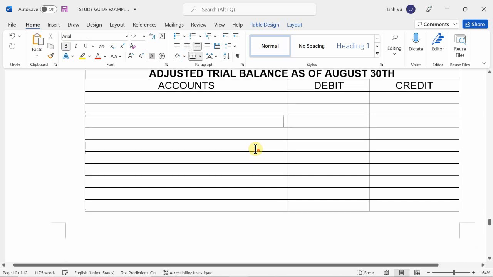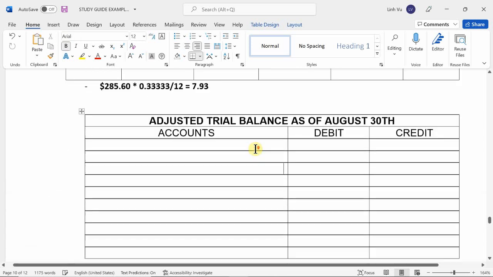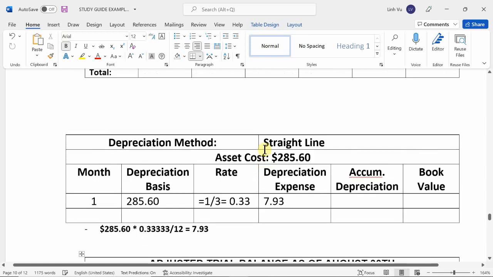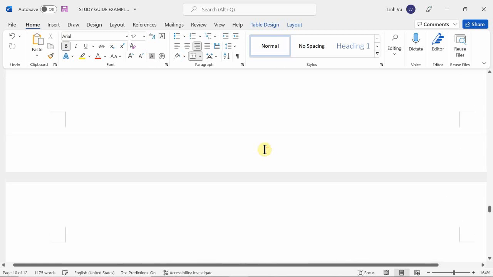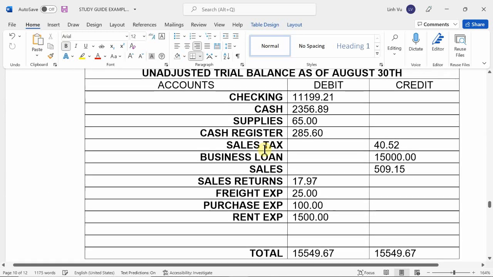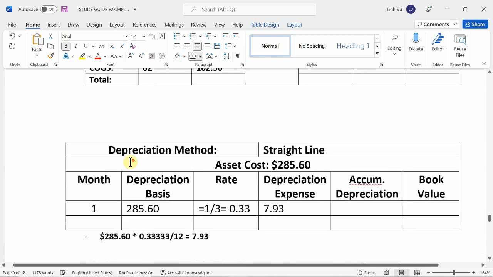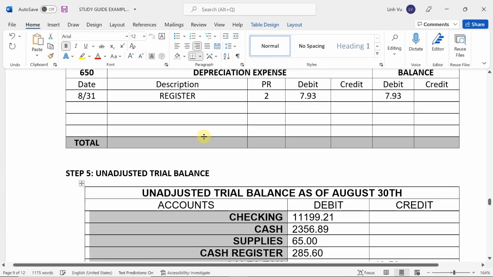We're going to go over the adjusted trial balance here. So what I'm going to do is just copy and paste what I have here. I'm going to copy all of this and paste it over into here. Actually, I should copy the numbers too.